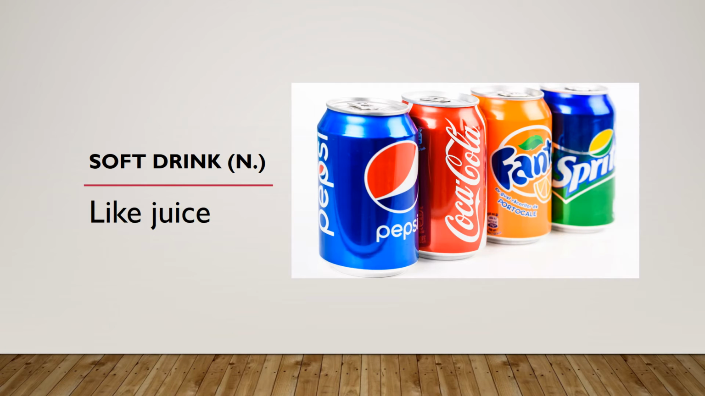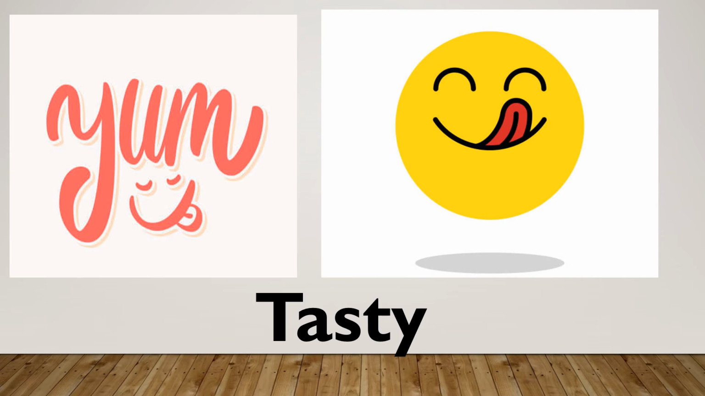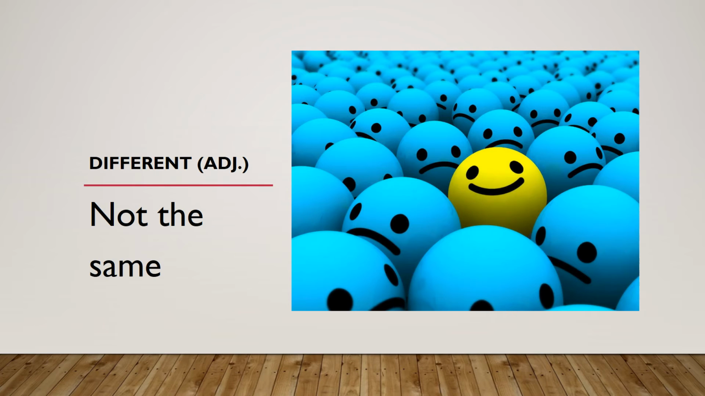Soft drink is a noun like juice, for example. Juice is a soft drink. Market is a noun which means a place to buy things. For example, you buy vegetables and fruit from the market. Tasty means delicious, yummy. Different is an adjective which means not the same.